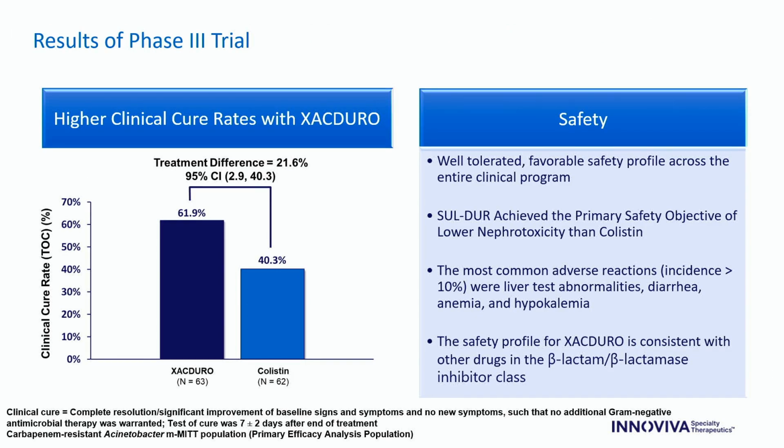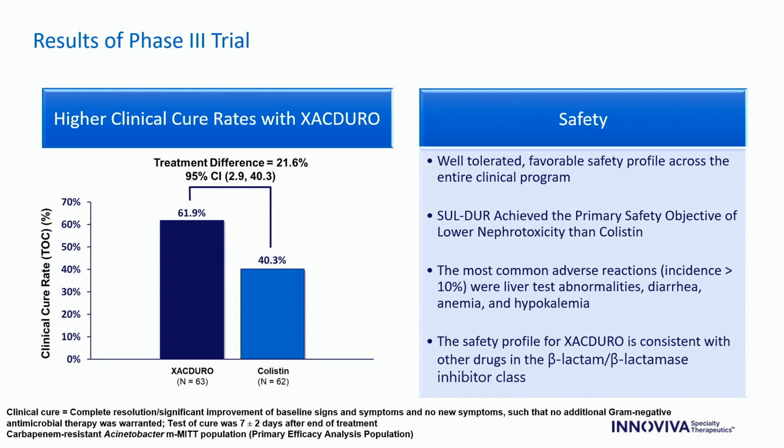Moving on to clinical cure rate. And we define clinical cure rate as complete resolution or significant improvement of baseline signs and symptoms and no new symptoms such that a new additional gram-negative antibiotic is warranted. You can see here the clinical cure rate with XACDURO was 62% compared to colistin, which was 40%.